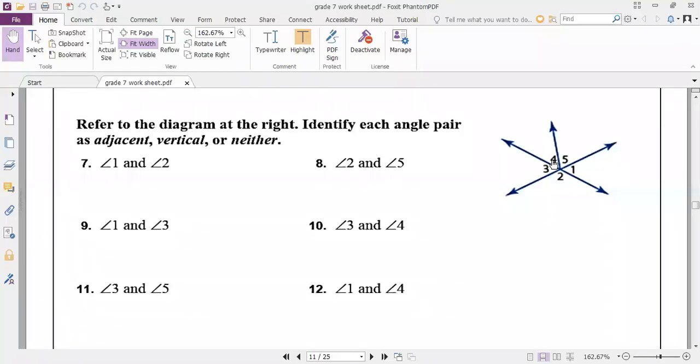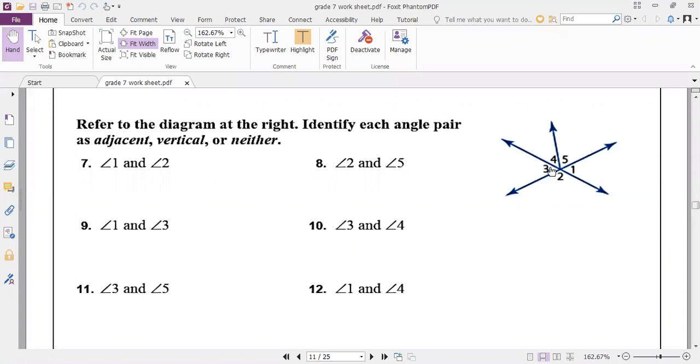I call this one adjacent angles because we have the two angles, 3 and 4. Angles 3 and 4 are adjacent angles: common side, common vertex, and the outer arms in different directions. Okay?